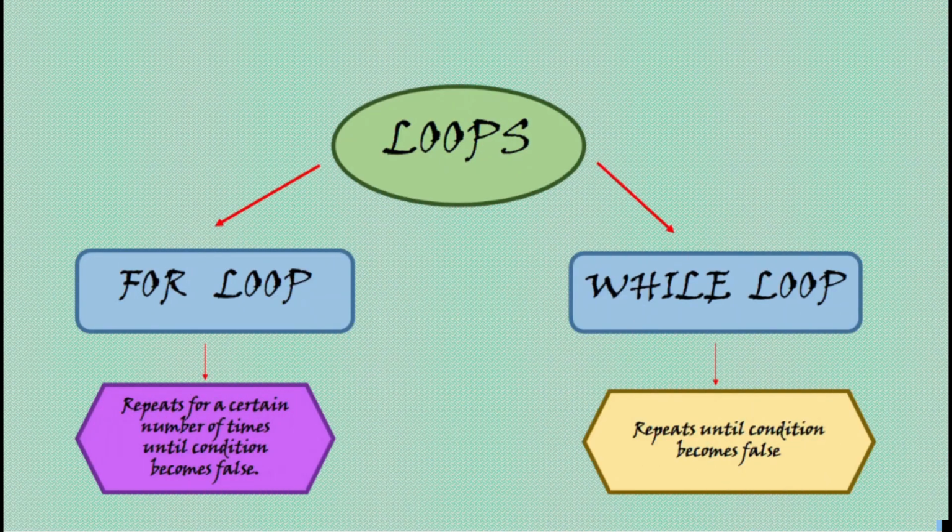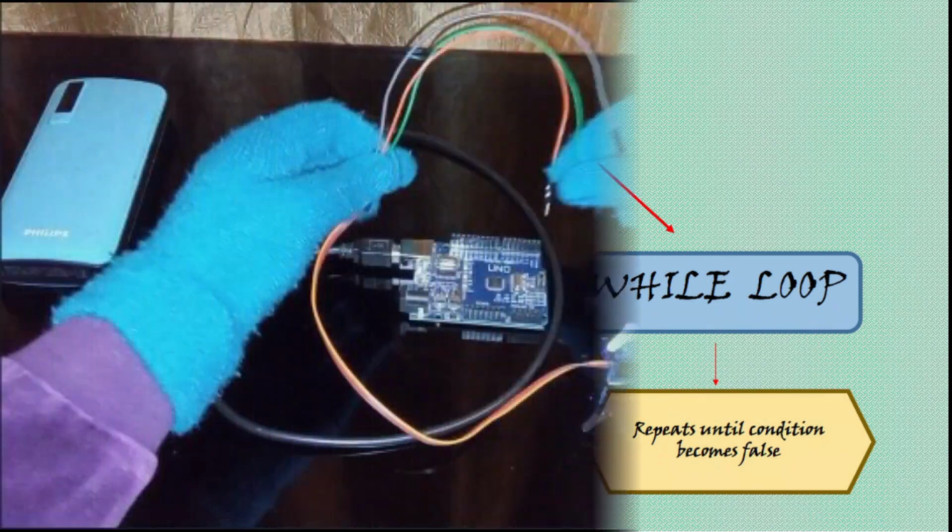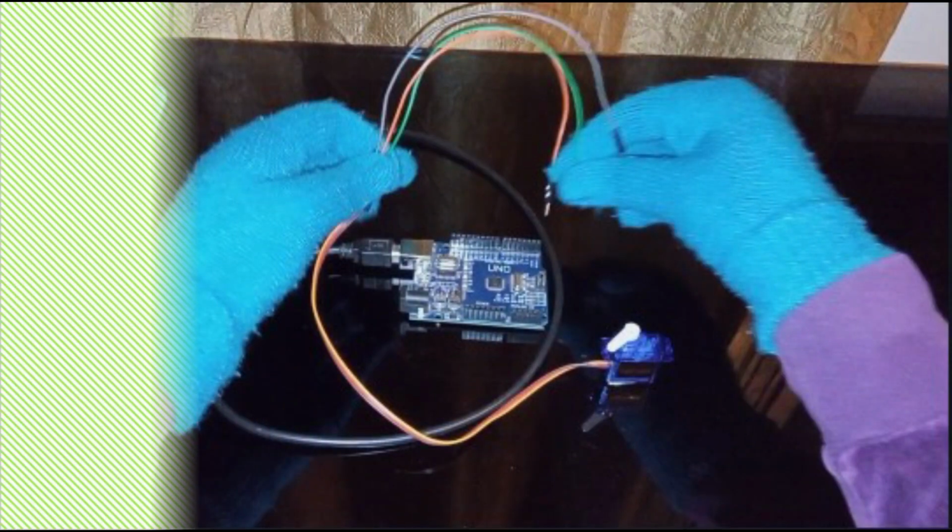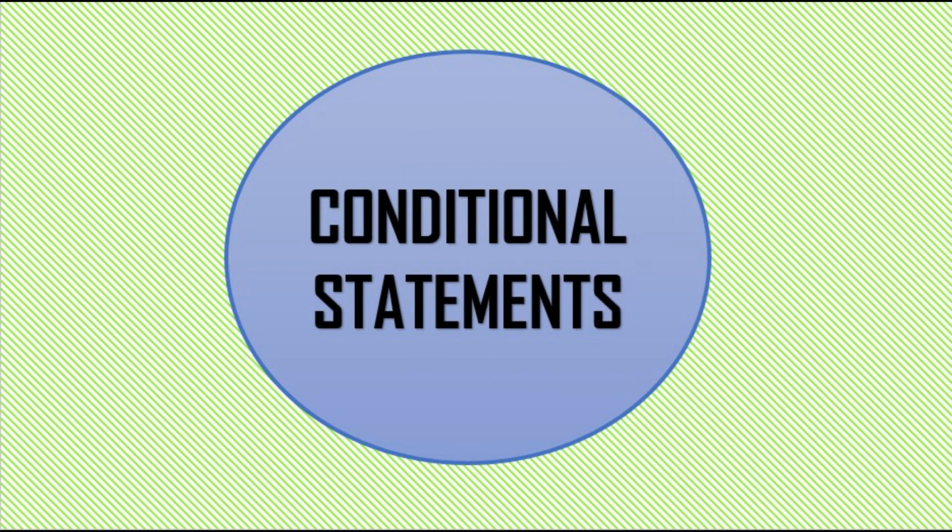In my last video, we learned about loops and also made a project using servo motor. Today, we will be learning about different conditional statements used in coding the Arduino and also make projects using them.